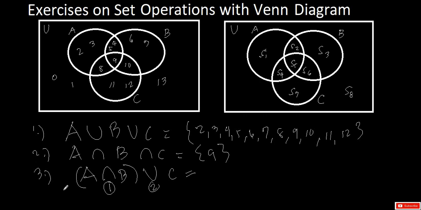Okay, what are the elements therefore? In step 1, we determine the elements of A intersection B. What are the elements of A intersection B? We have 4, 5, and 9. Union. And what are the elements of set C?